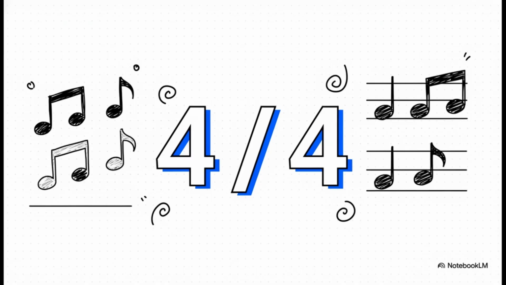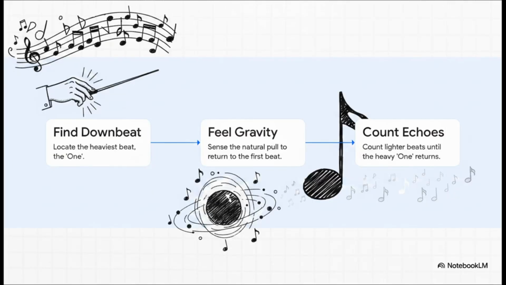The bottom number tells you what kind of rhythmic value gets that beat. So if the bottom number is a 4, that just means a quarter note gets the beat. If the top number is a 3, well, you simply have 3 quarter notes per measure. That's literally it. That is the amount of time you have to work with before the whole pattern resets. But how do we actually find this out in the wild without looking at a piece of paper?